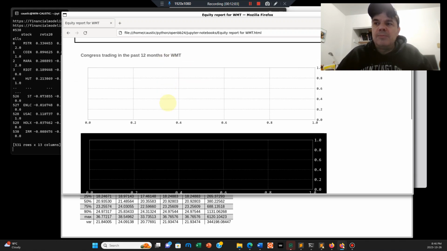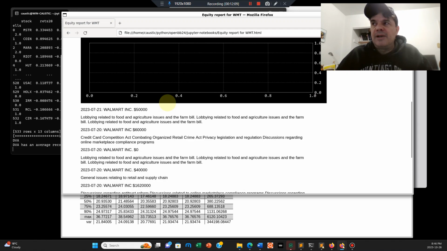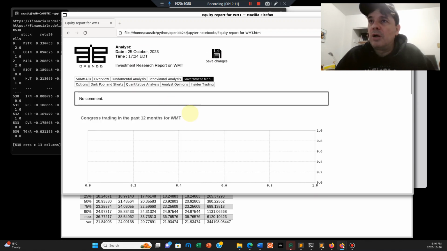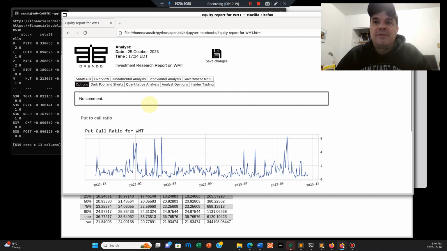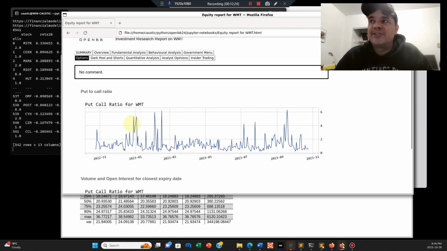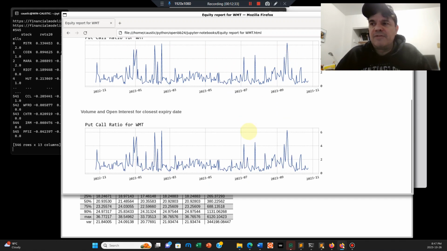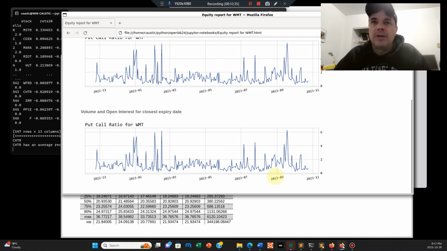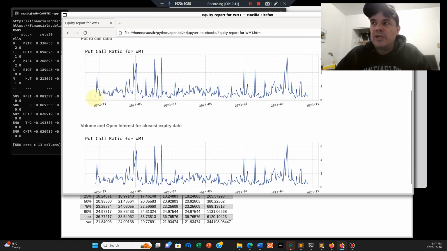Then we have government menu. They don't have any activity with Walmart, or sorry, with the government. Obviously, this will be useful for companies that are involved in, let's say, defense, military. So that might be helpful. We got some options because Walmart's a fairly heavily traded stock on the options market. You can see some good activity here. Put call ratio, that's usually a good sign right there of something, if you correlate it to something else, usually a stock announcement or any which way you want. That goes all the way back to 2022.